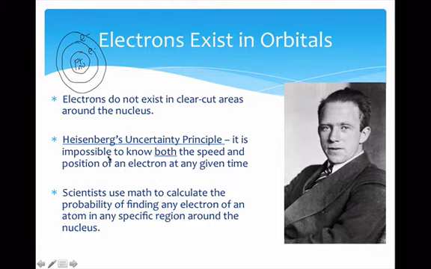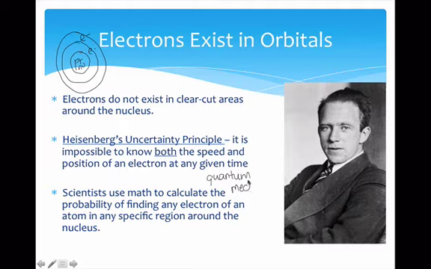And that stems from Heisenberg's uncertainty principle. He said that it's impossible to know both the speed and the position of an electron at any given time. We can't know both those things about electrons. What we do then is scientists use math to calculate the probability of finding any electron of an atom in any specific region around the nucleus. So this is the quantum mechanics.